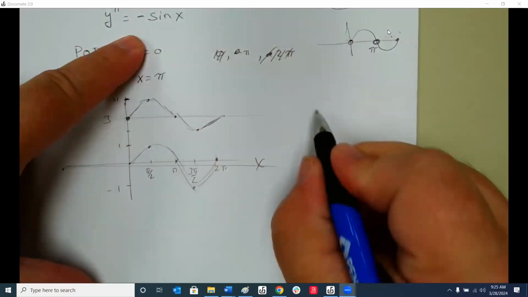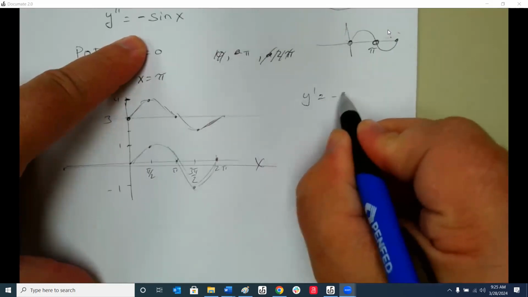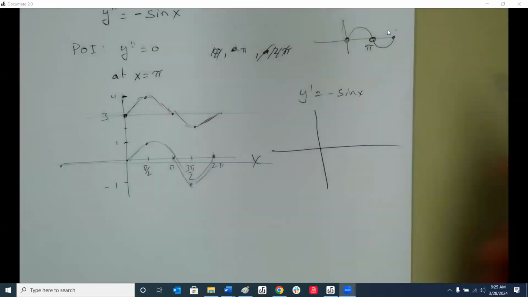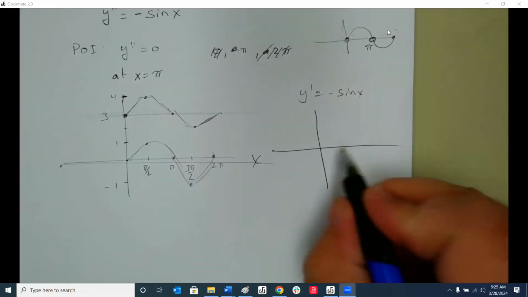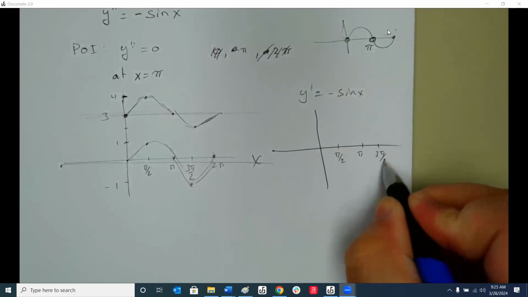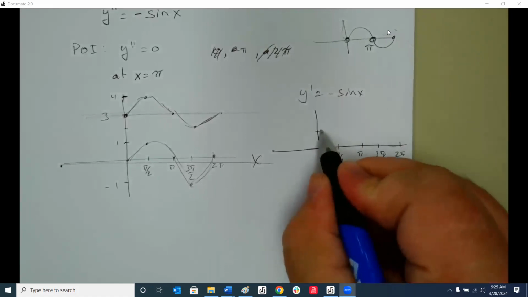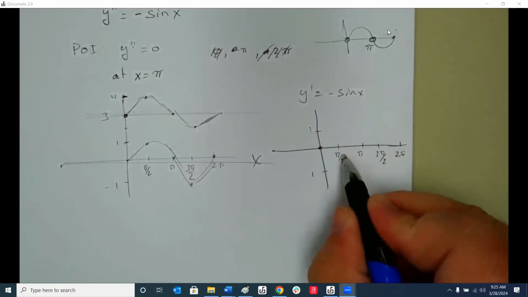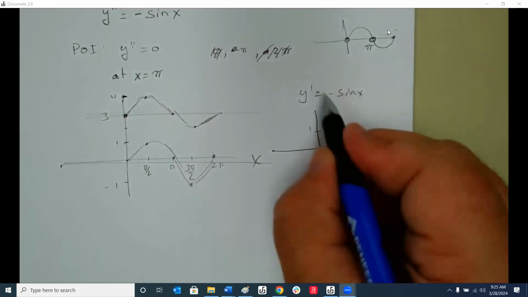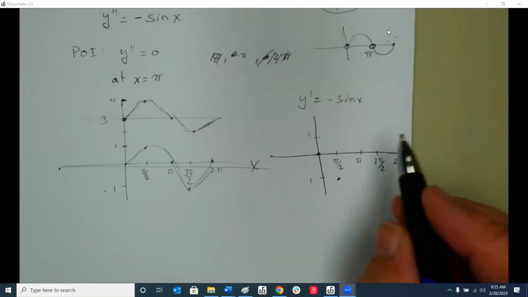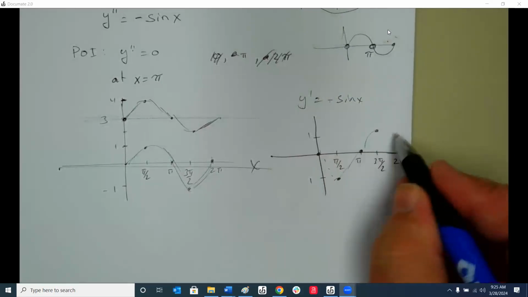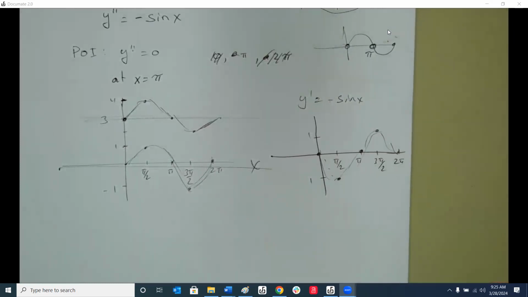Our first derivative function. What is that one going to look like? What does negative sine x graph look like? At 0, it's 0. At pi over 2, what is sine? 1, but we make it negative, so it's negative 1. At pi, it's 0. So the first derivative tells us this.